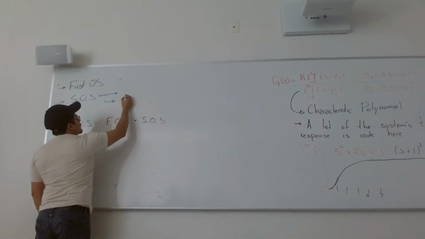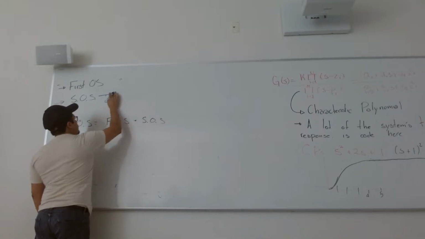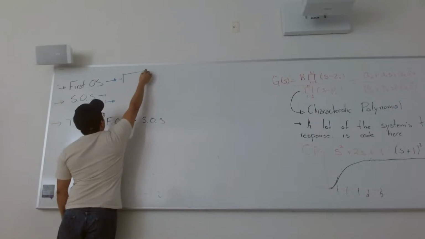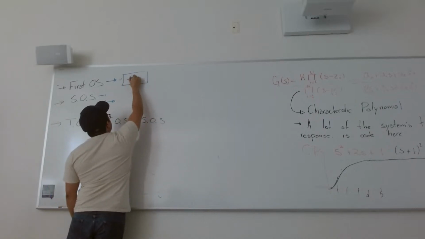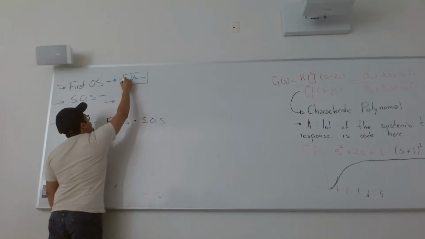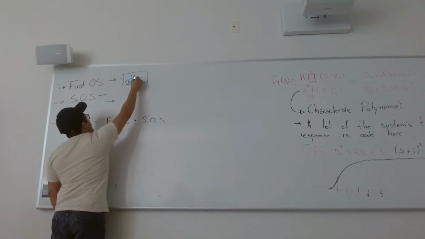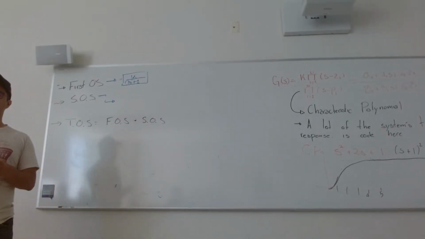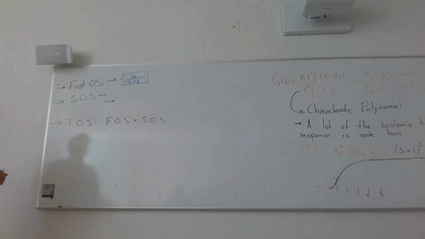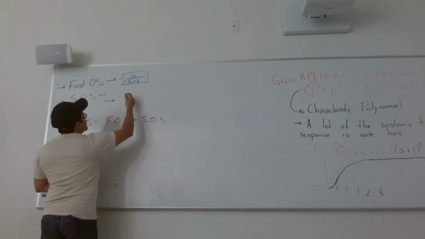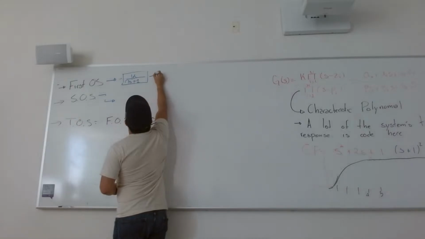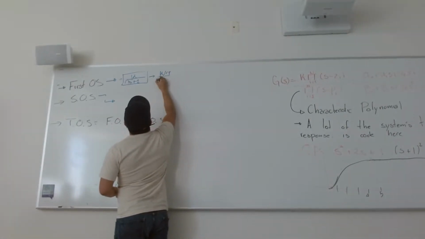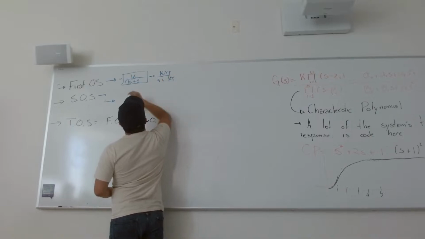So the general equation of a first order system is what? What's the general transfer function of a first order system? Okay. What's the meaning of K? What's the meaning of tau? Okay. And there's another way to write this, that is K over tau over s plus 1 over tau.